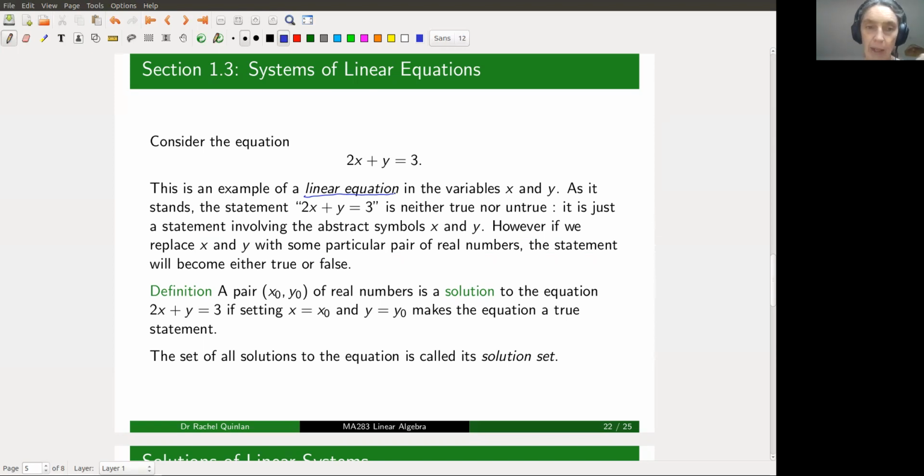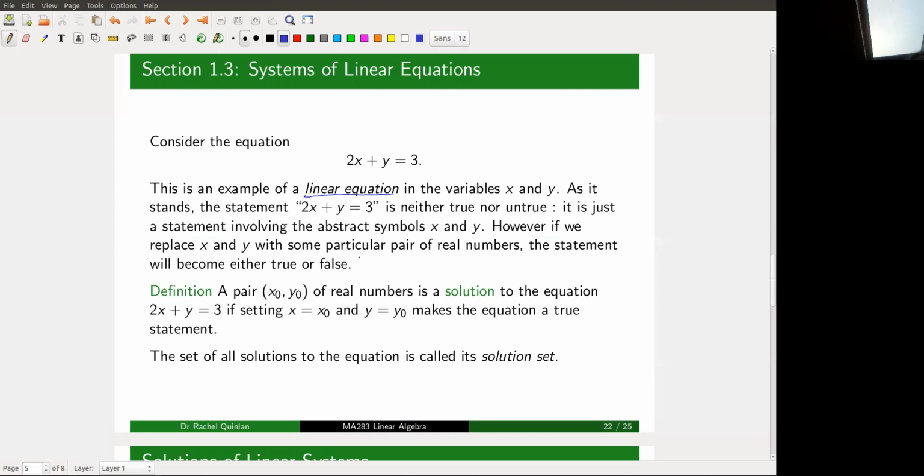But if you replace x and y with your favorite choice of a pair of real numbers, then the statement will become either true or false. So for example, if I put x and y both equal to 2, I'll get 2x plus y equal to 6, which is not 3. So the statement will be false in that case. But if I put x and y both equal to 1, then I get 2 times 1 plus 1, which is equal to 3. So in that case, the statement will be true.